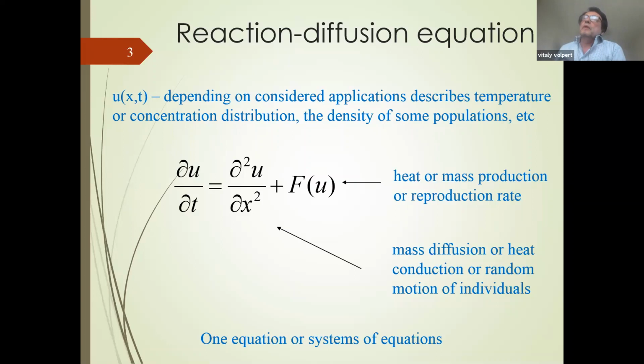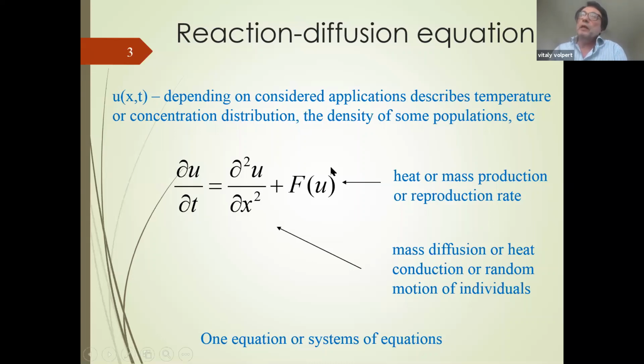So first of all, very shortly about reaction diffusion equations. These are equations of this form written here. In fact, mathematically speaking, it is a semi-linear parabolic equation. This diffusion term here can describe heat or mass diffusion, or in population dynamics, it describes random motion of individuals, for example. The function u itself can describe, again, depending on applications, some populations, density of some populations, it can be some concentrations, and so on.